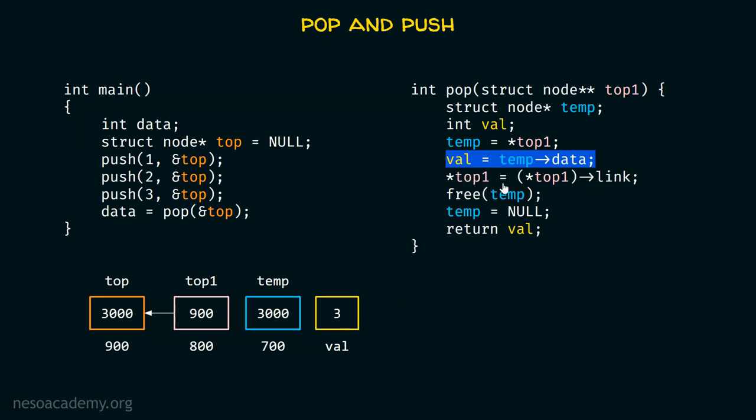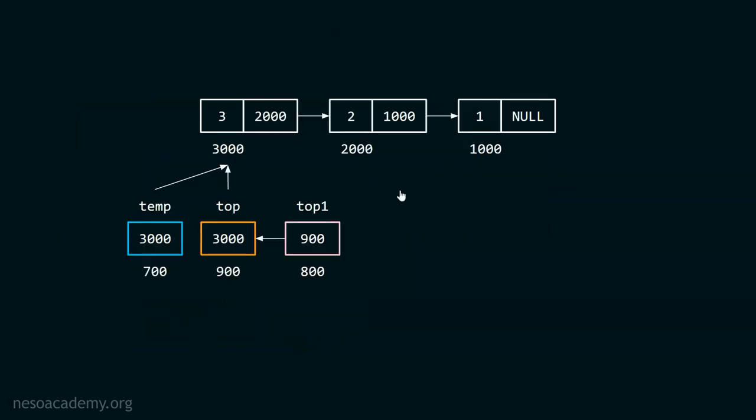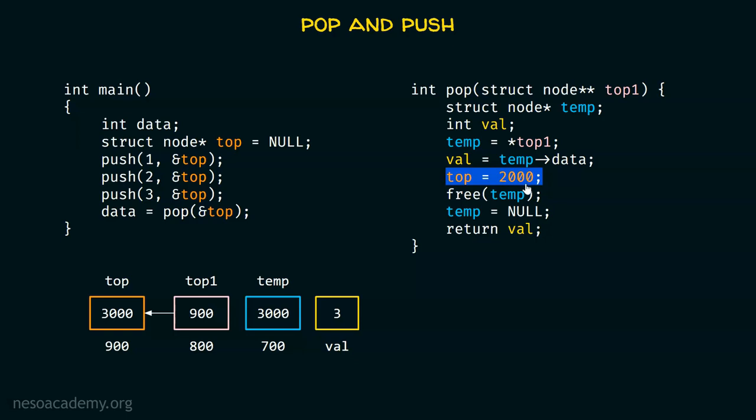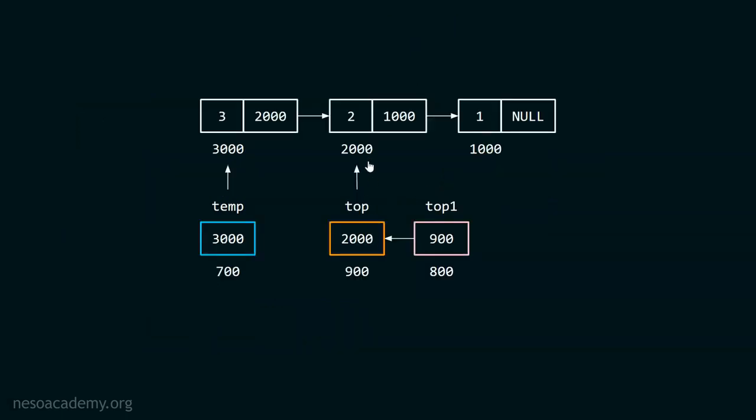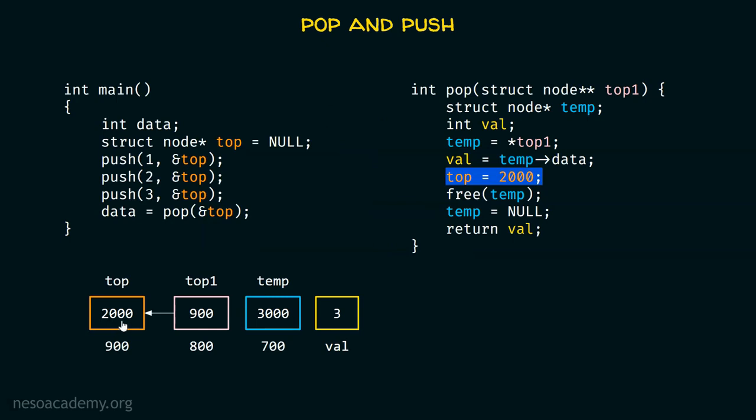After this, we have star top 1 equals star top 1 link. We have to update our top pointer so that it can point to the second node of the linked list, right? We can replace star top 1 by top. There is no problem in this case. So this is nothing but top equal to top link. What is top? Top is 3000. What is top link? Top link is 2000. Therefore, this will get replaced by 2000. And this means we are putting this address inside top pointer. And this means now our top pointer is pointing to this node, right? So we can put 2000 address over here.